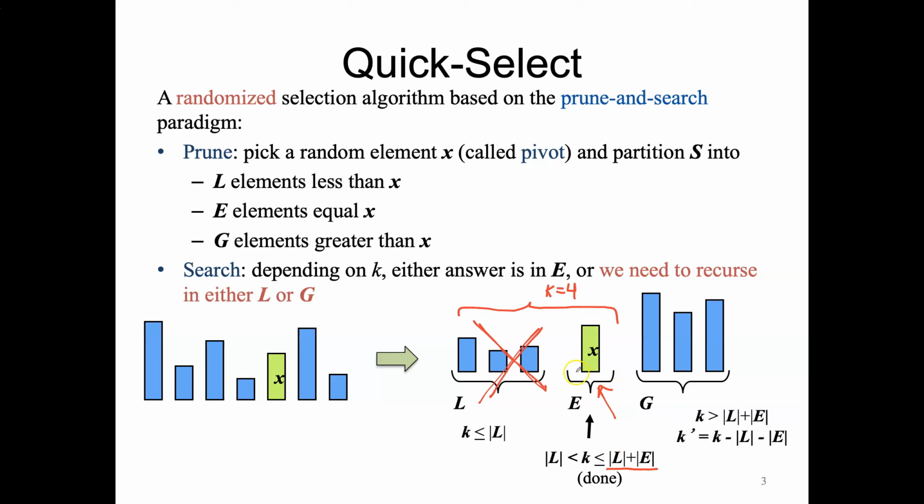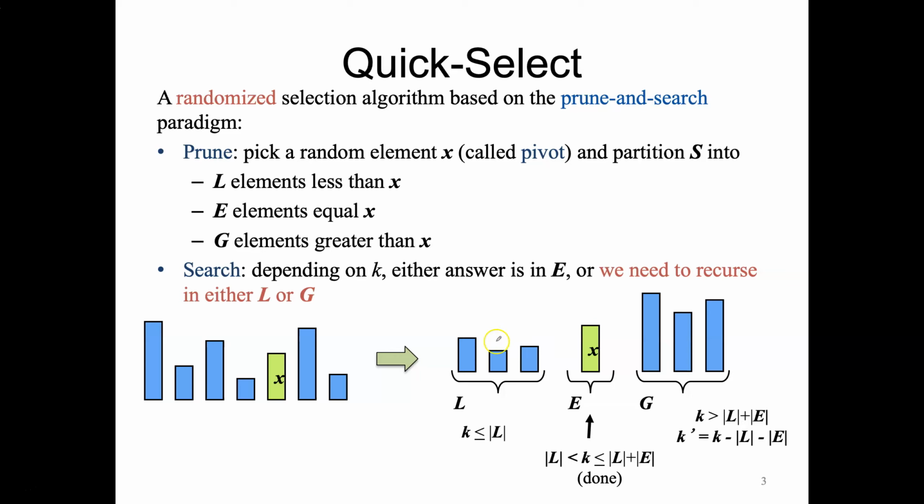So if we are in this case, then we're done. We can return our pivot element X. And even if we had more items in E, this doesn't matter, because they're all in E, which means they're all equal to X, equal to our pivot. So we can return any one of them since they're all the same. This is a good instance in which we found exactly the item that we're looking for, and it's our pivot item.